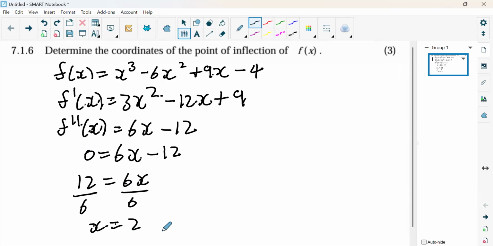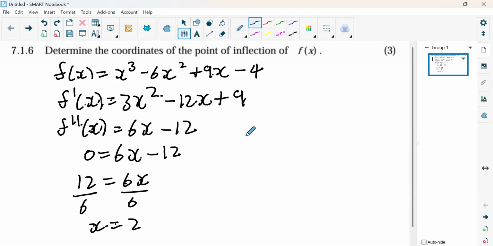Here's what they're saying: the graph is going to change its concavity. It's going to change from concave up to concave down, or from concave down to concave up. Now, we want to know what is the y value that corresponds with this. If they say the point of inflection, they want both the x and the y.